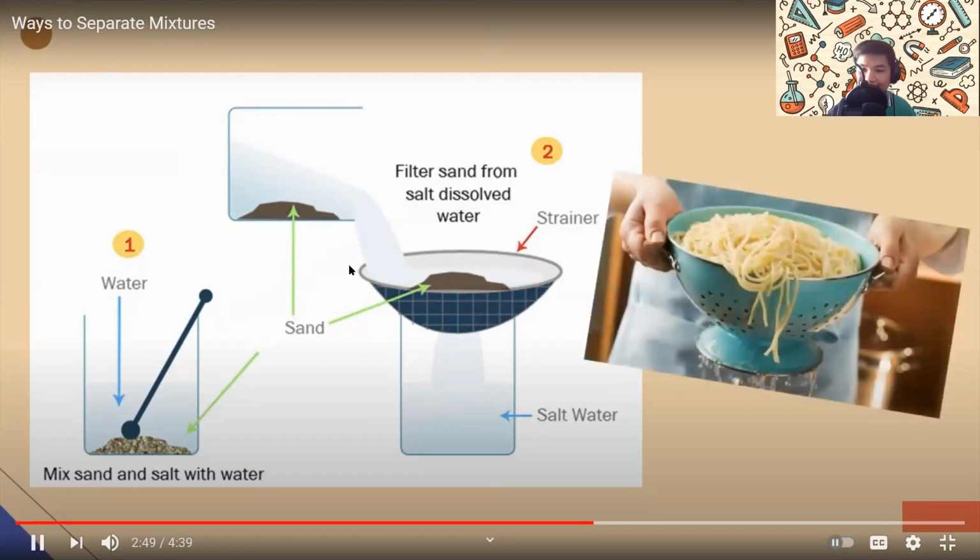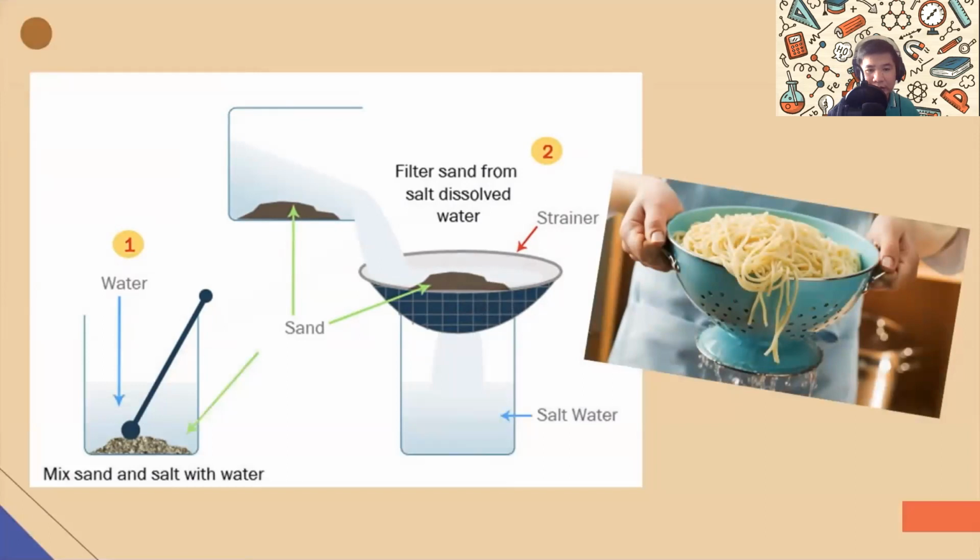And then the other example was noodles and water. So when you're cooking spaghetti noodles and they are done, you want to take them away from the water. And so you can use a filtration device to separate the water from the noodles.